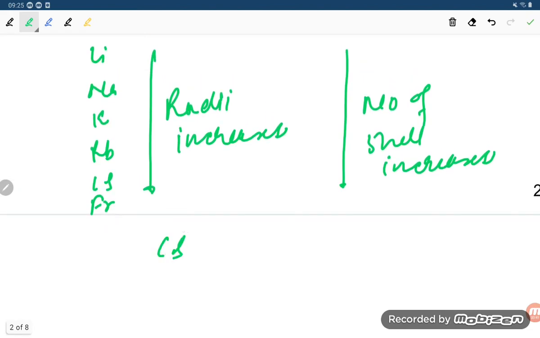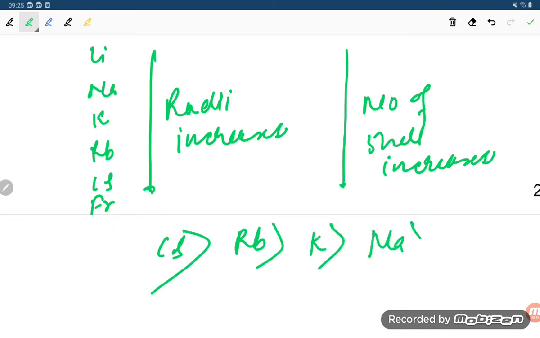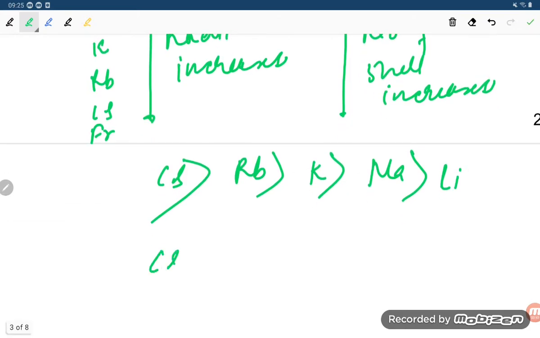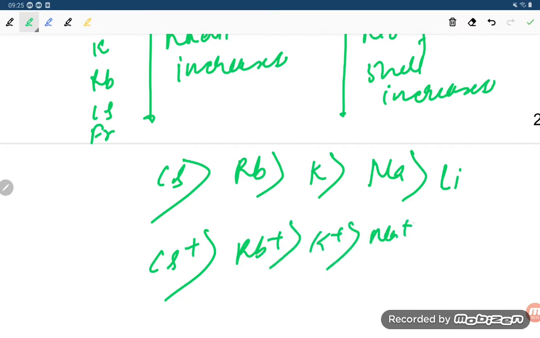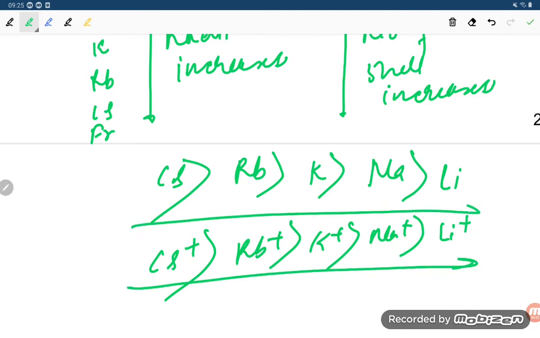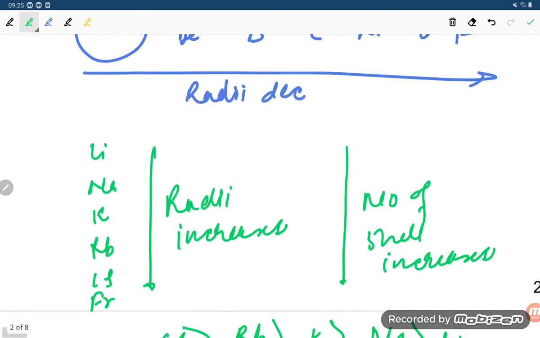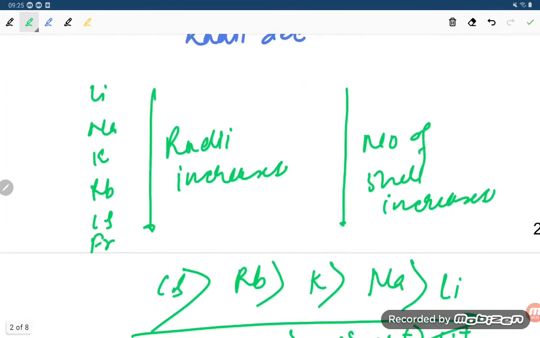So the order of radii is cesium highest, then rubidium, then potassium, then sodium, then lithium. For ions it is the same order: Cs+ highest, then Rb+, then K+, then Na+, and then Li+. This is the order of ionic radii and of atomic radii.